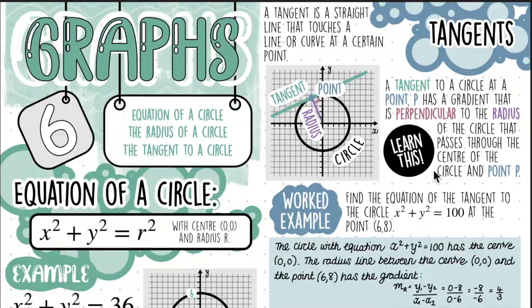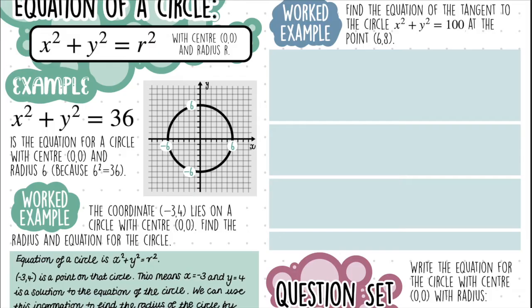Learn it. So a harder question that you might get on the circle topic is an examiner might give you the equation of a circle and tell you to find the equation of the tangent that meets the circle at a given point. The question says, find the equation of the tangent to the circle x squared plus y squared is equal to 100 at the point (6, 8). So we are looking for the equation of the tangent line.